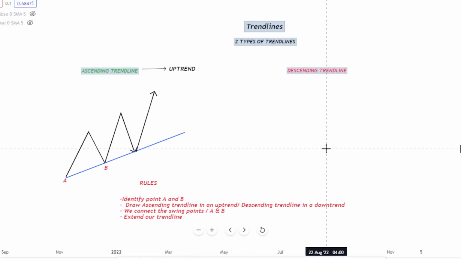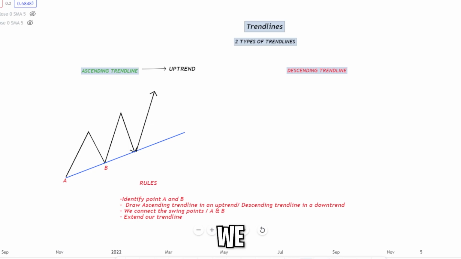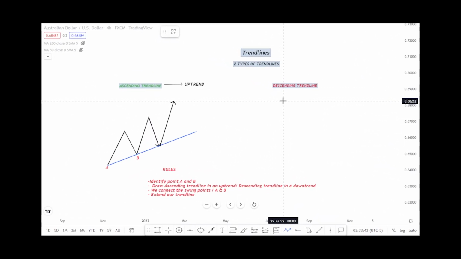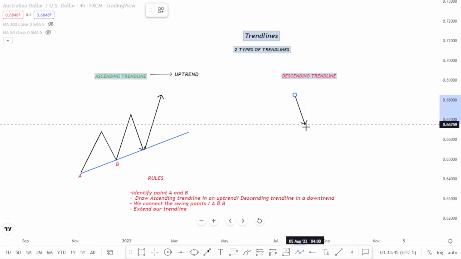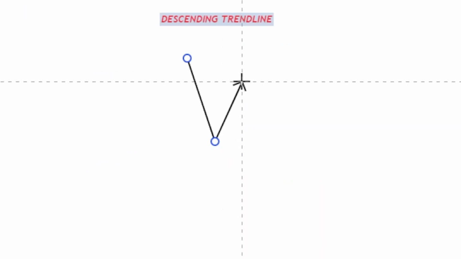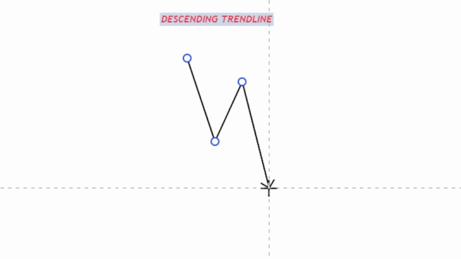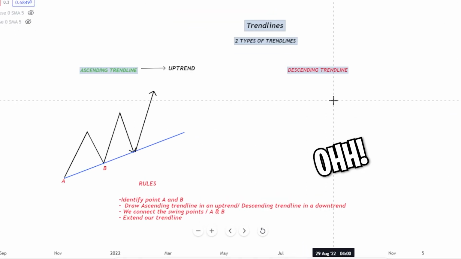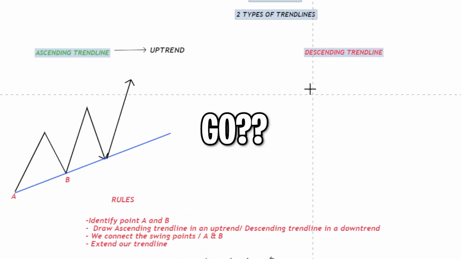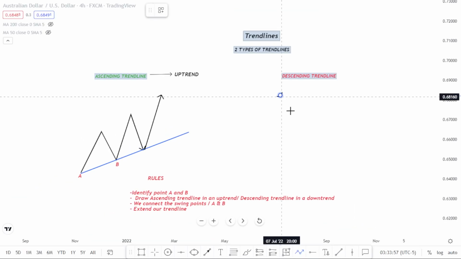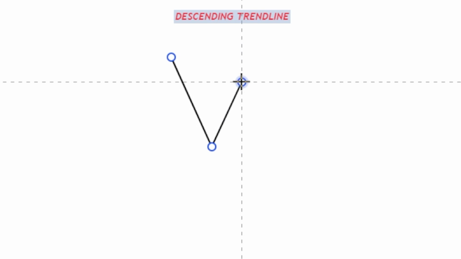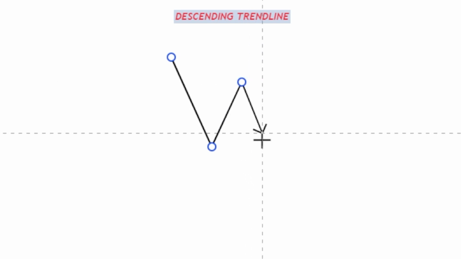So let's remove this and let me show you. We use the descending trend line basically for a downtrend. So you should only draw the descending trend line in a downtrend. We have a market making lower lows, lower highs, lower lows, lower highs, right? Oh, where did that go? Let's draw that once again. We have a lower low, lower high, right?